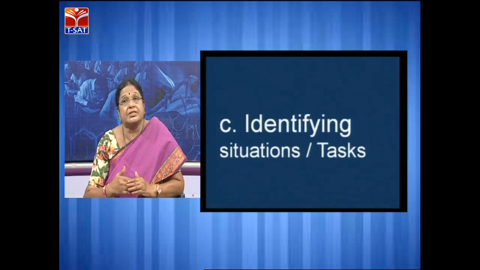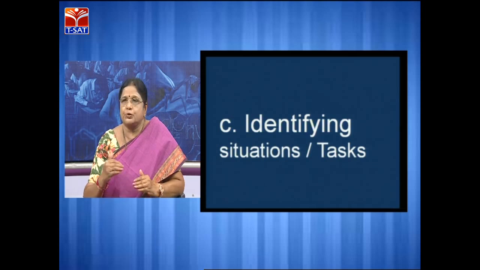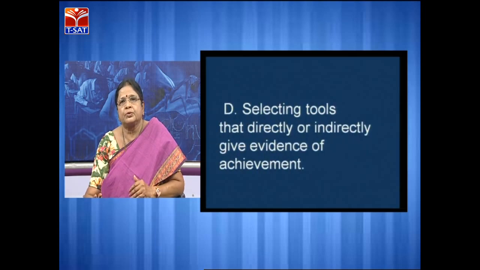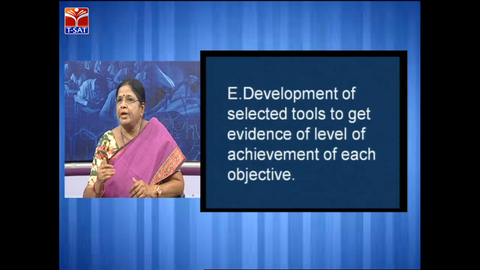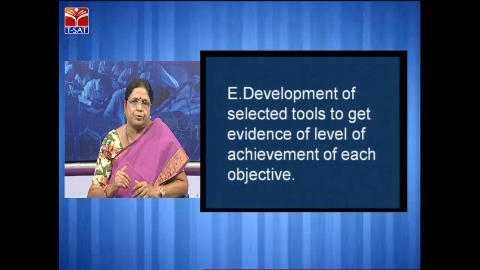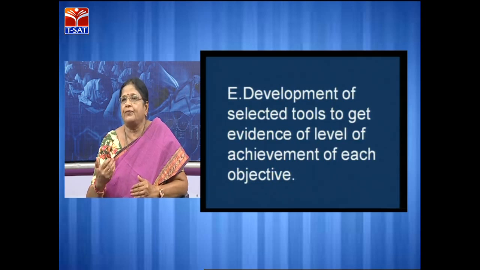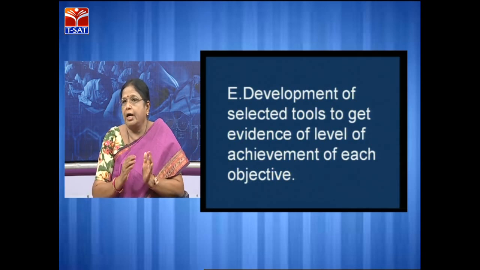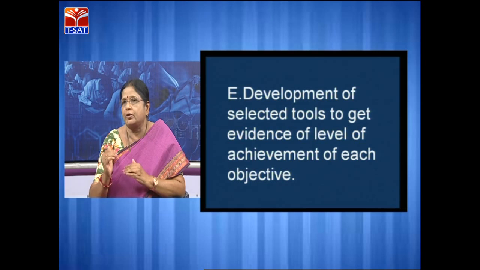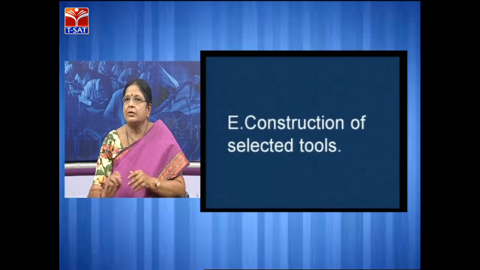So the steps include identifying situations and tasks, selecting tools that directly or indirectly give evidence of achievement, and development of selected tools to get evidence of the level of achievement of each objective. So the tools should be selected such that you can get evidence to what level the achievement of each objective is, so the teacher knows at what level the achievement of students is attained.